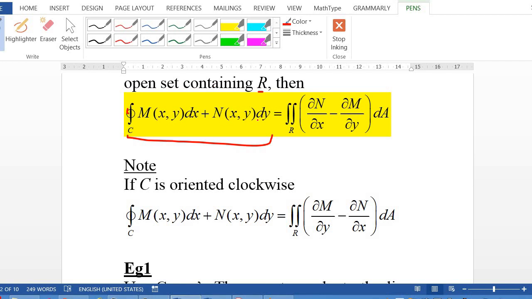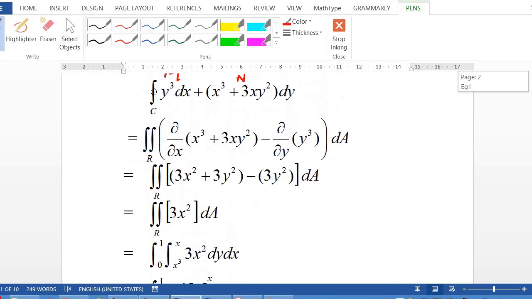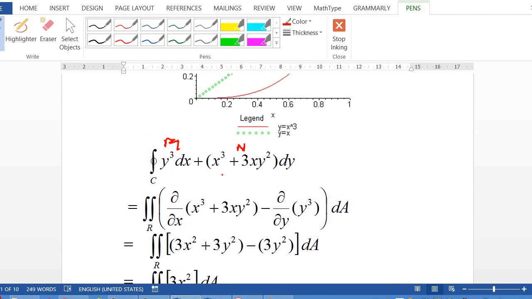M dx plus N dy gives del del x of the coefficient of dy minus del del y of the coefficient of dx. Del del x of N minus del del y of the coefficient of dx, which is M here. So it's del del x of x cubed plus 3xy squared minus del del y of y cubed dA.